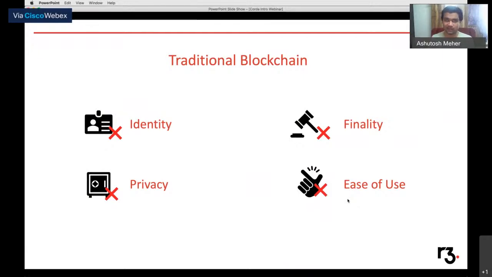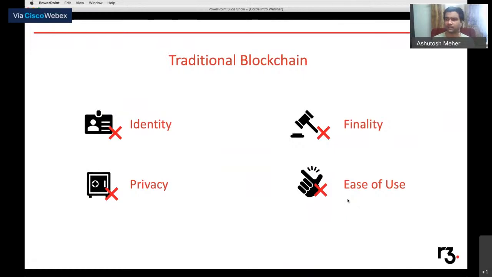Just think of this in a business case. How would you do business with someone whom you don't know? You have to know someone whom you want to do business with. You just can't rely on pseudo-anonymous, just a random string of numbers and some characters. So that's where we need a prominent identity, which is actually missing in traditional blockchains.